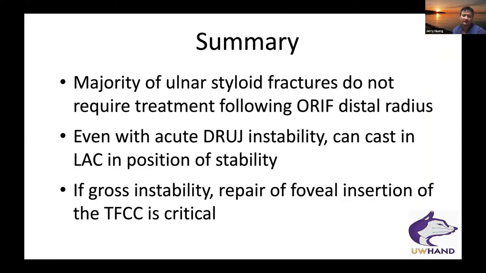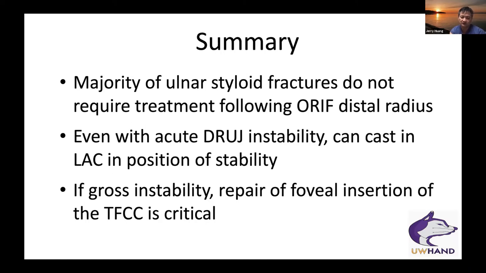I think in summary, the studies have really shown that you really can do benign neglect, unless you have gross instability of the DRUJ. For me, intraoperatively, if you just do a DRUJ balloon, it's really hard to tell. Is it loose? Is it loose compared to the other side? Compared to the contralateral side, a really nice test described by Jupiter: you compress the distal radius and distal ulna, and as you compress it and rotate the wrist through pronation and supination, you're looking for a clunk of the ulnar head and for it to sublux dorsally.